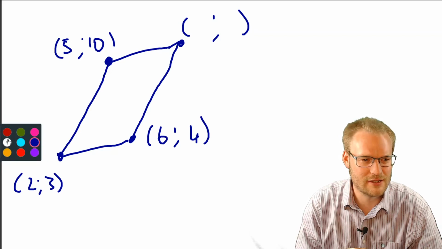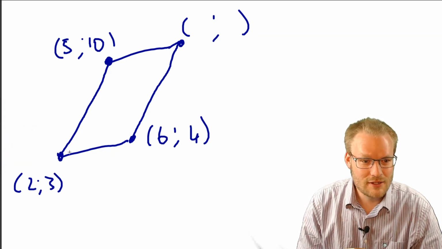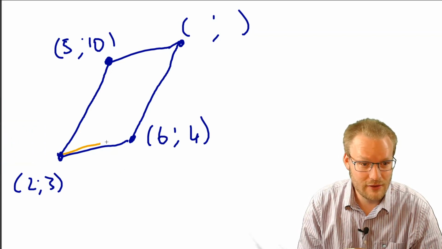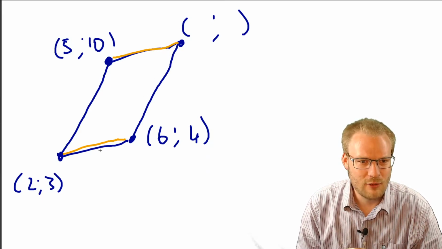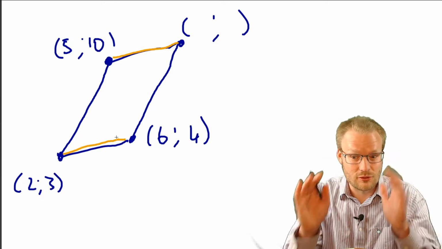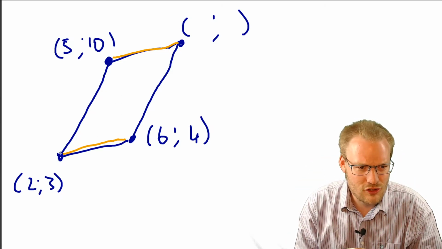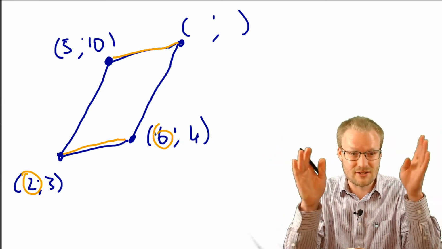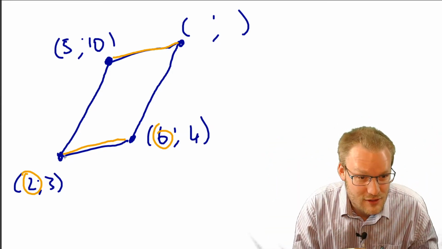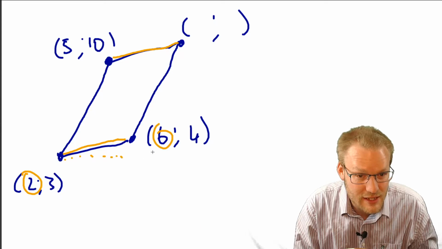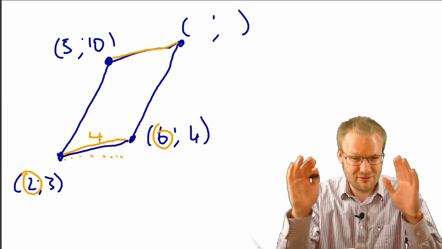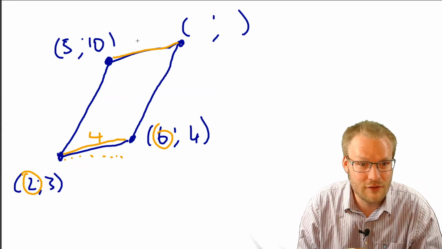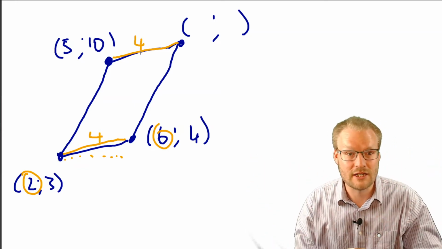Now here's how we look at it. If we compare these opposite sides, they must be the same length. Now we just look at the x values to start with, just the x component of the distance. Going from 2 to 6, the x length, if that makes sense, is 4. So therefore this x length must be 4.